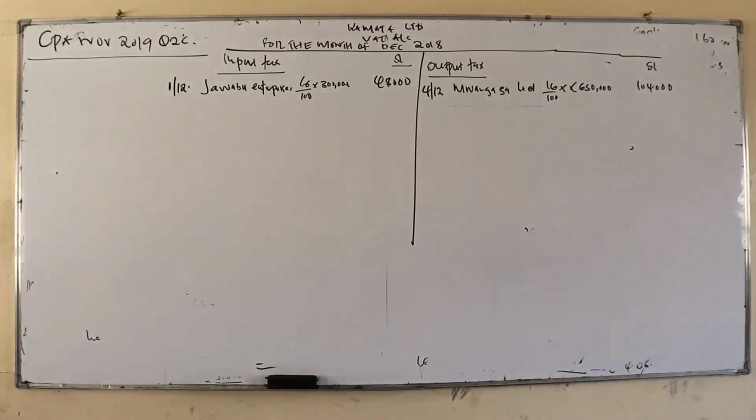And then there is also the 4th, we have catering expenses. We said we cannot claim input tax on catering. So that one you omit. And then you check the next date. The next date is on 5th.